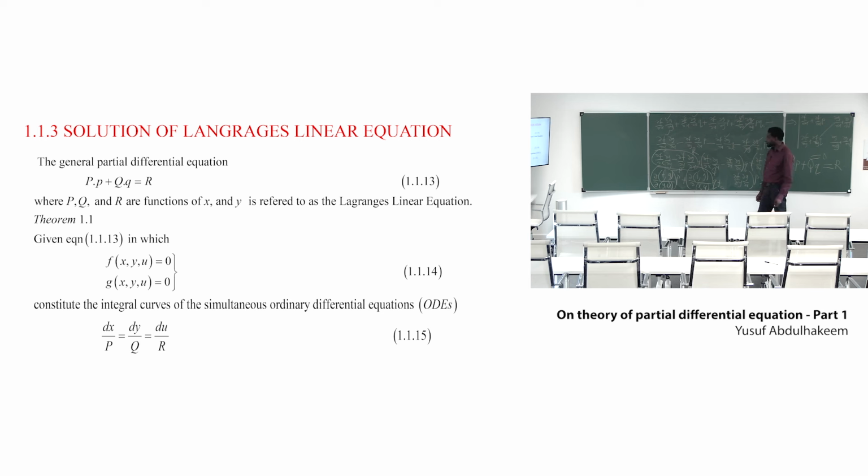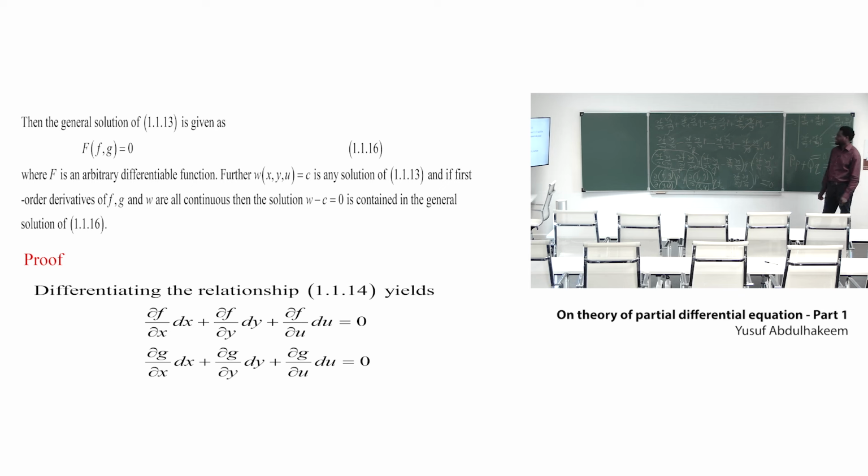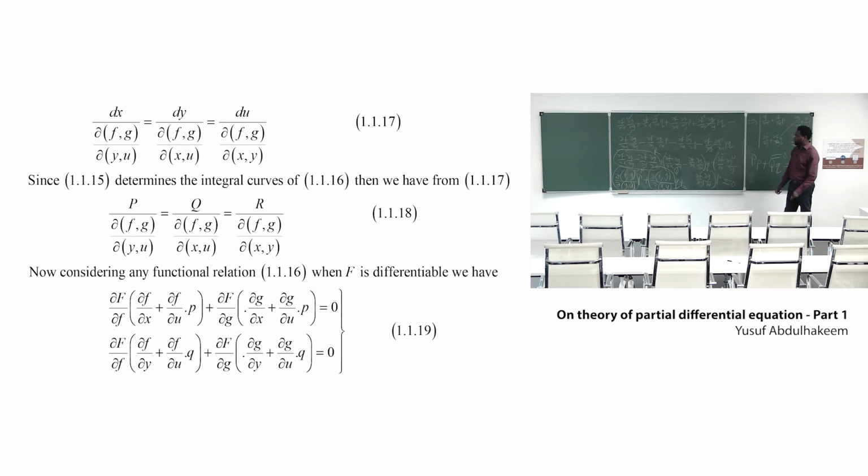Supposing we differentiate this, of course we can see that f here is a function of x, y, and u. g also is a function of x, y, and u. So now supposing we differentiate these equations, by the time we do that, this is what we are going to have. For the first one, we are going to have this derivative, and then for the second one we are going to have this. And then again, by the time we take the integral curve, we are going to have this equation in 1.1.17.